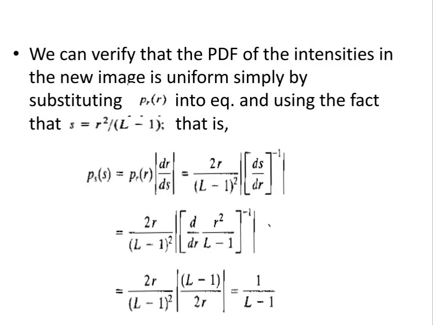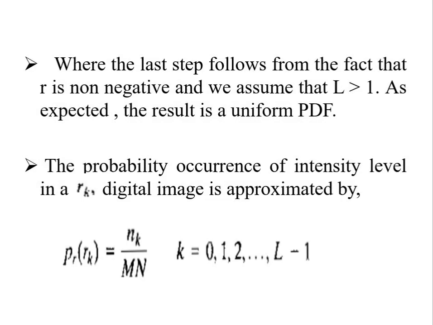Therefore, according to the formula, the derivative of x raised to n is n x raised to n minus 1, so the derivative of r squared is 2r. The L minus 1 term is cancelled, the 2r term is cancelled, and we get 1 upon L minus 1, where the last step follows from the fact that r is non-negative and we assume that L is greater than 1. As expected, the result is a uniform PDF.